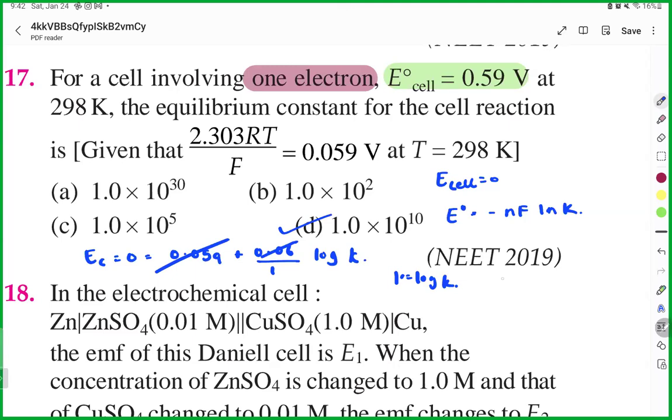Because your E cell is 0.06. Correct? No. It will be E naught cell, which is given in the question as 0.59. You have to consider 0.6. If you round it off, the value will be the same, no? The log K value will be 10. Yes, Jordan, 10. Your answer is correct.